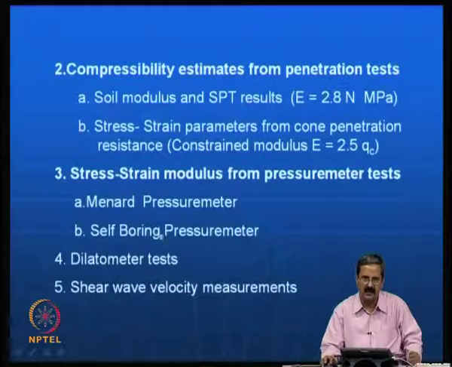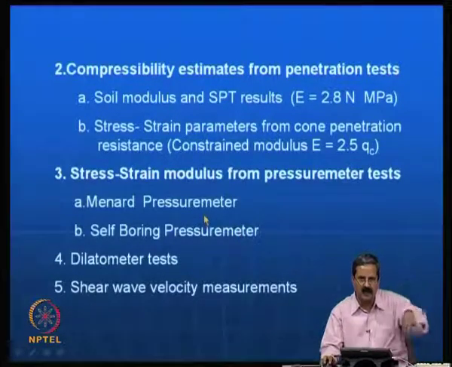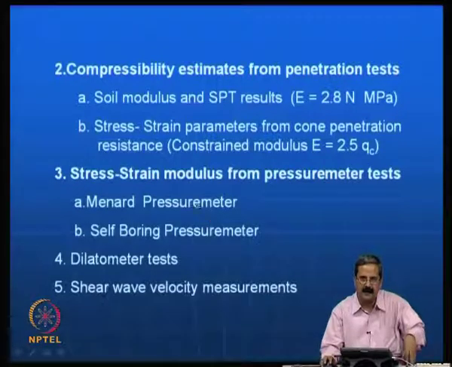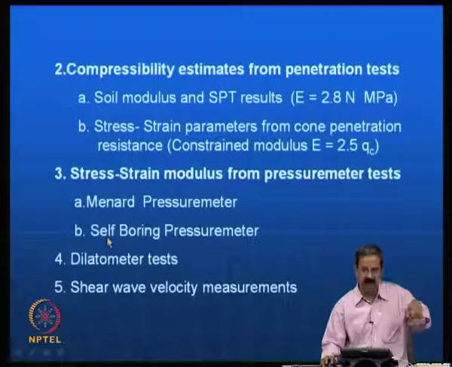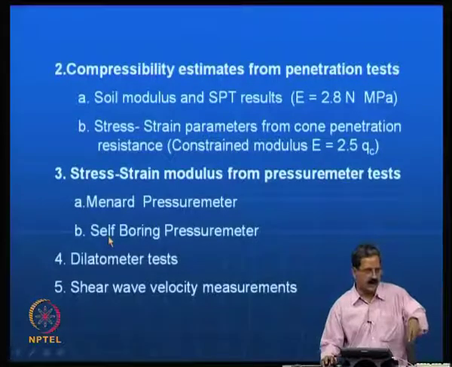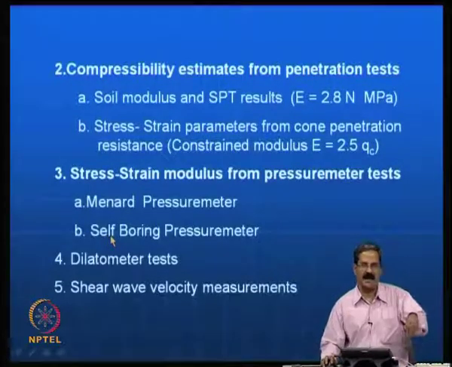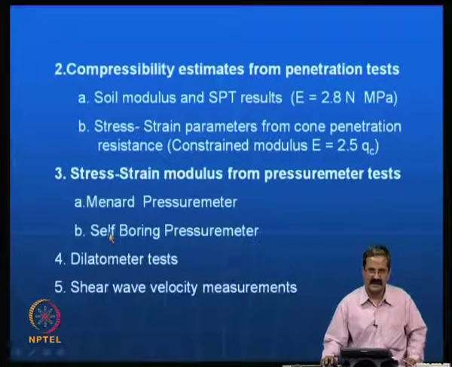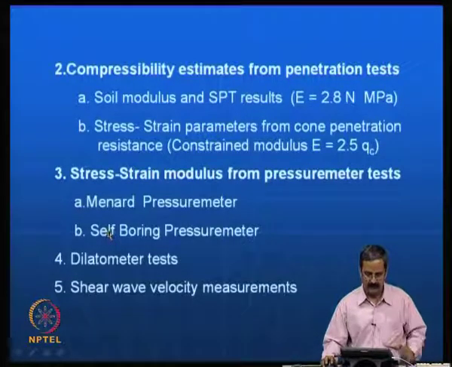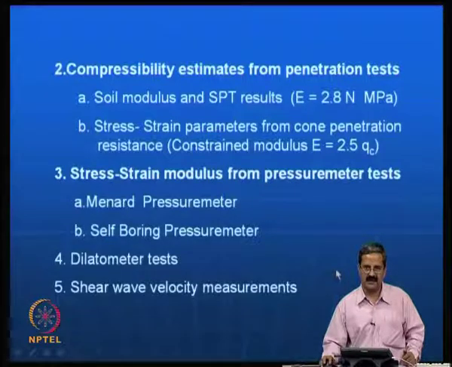Then we actually have to create a boring when you do a test using Menard's pressure meter, but later people have made an advancement so that the pressure meter itself makes a self bore. It is like you make a bore and then put the instrument back. The problem is that there could be a sampling disturbance and other things. So, they have overcome some of these problems by using what is called self boring pressure meter, which is a very versatile equipment and people have used it.